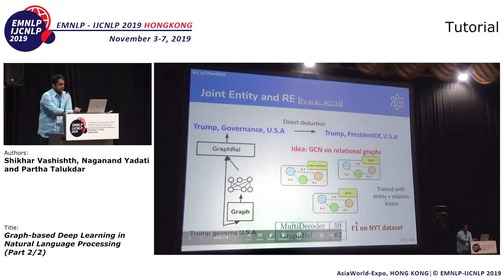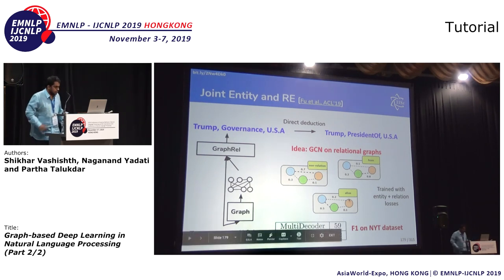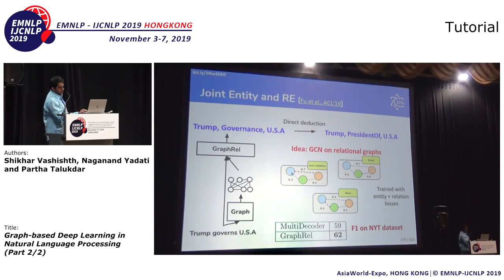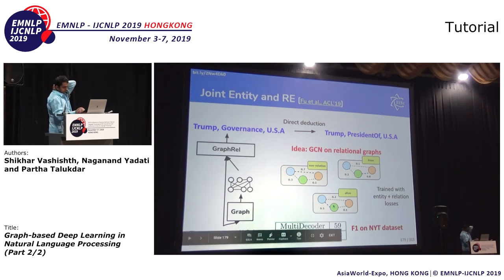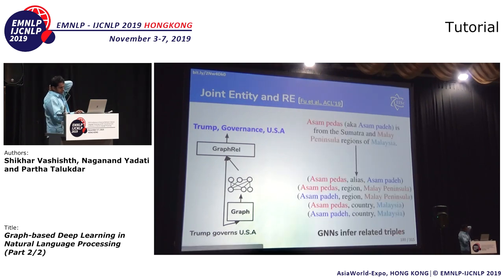The main idea here, they call the model GraphRel. The main idea is GCN on relational graphs, where we have a graph for each relation. So this is like non-relation, from relation, alias relation, and so on. We actually use GCN for all these relation-dependent graphs. And since this is a joint model, we train with both entity and relation losses. As we can see in the table, it outperforms the previous state of the art, which is multi-decoder, on the New York Times dataset.